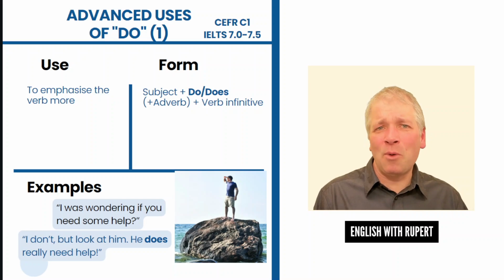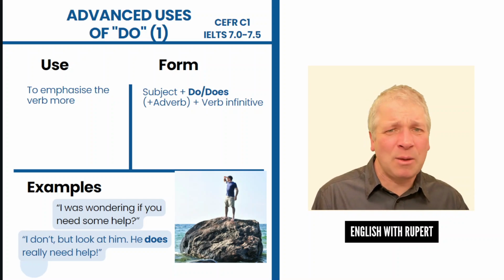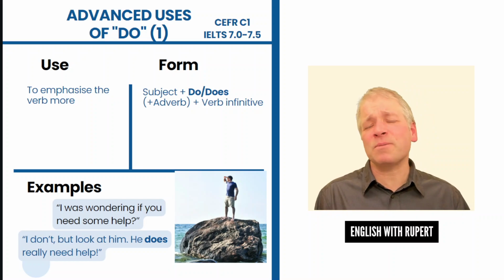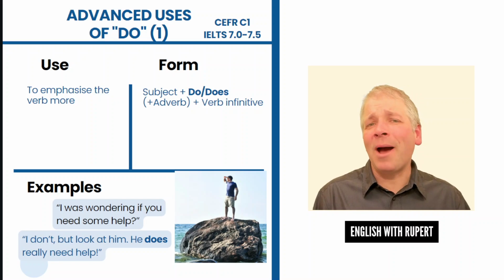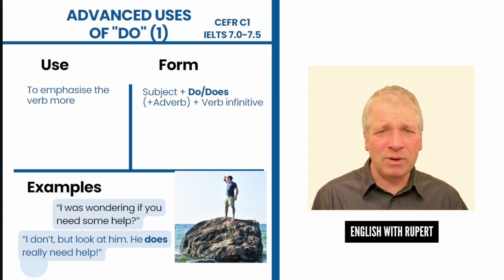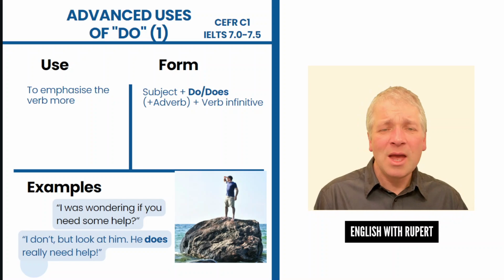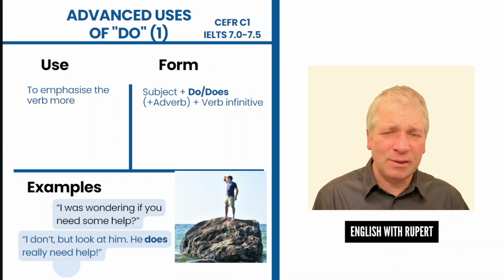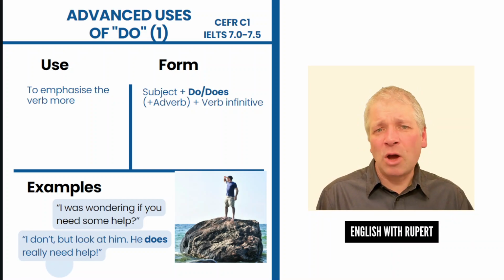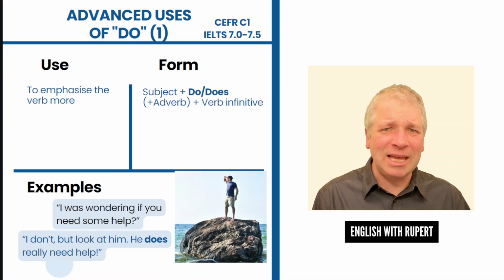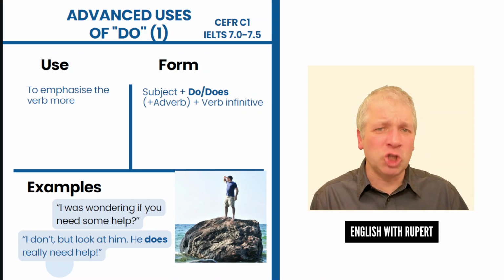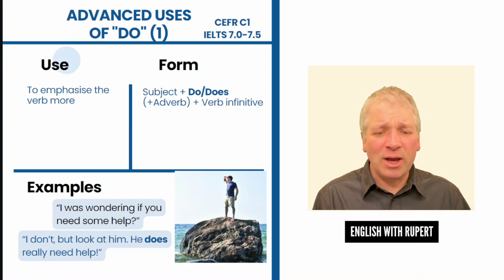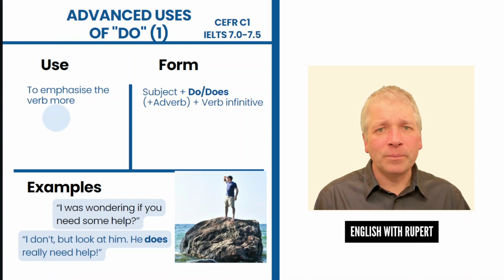Here we have someone who is trying desperately to get someone else's attention, so they use as many things in language as they can to do that. By adding the verb to do, by adding an adverb, it just increases the urgency of the message. And then the verb is in the infinitive form. After do, we don't use needs, it's just need. So this is a really useful use of the verb do when you want to emphasize the verb more.